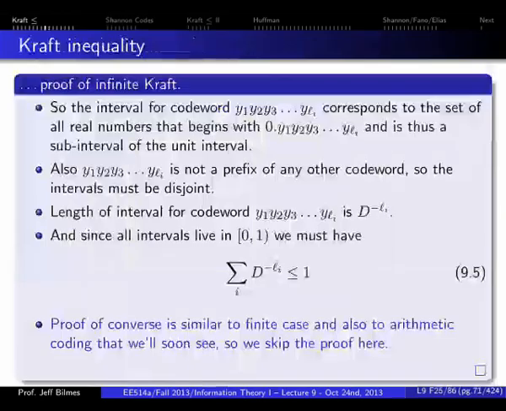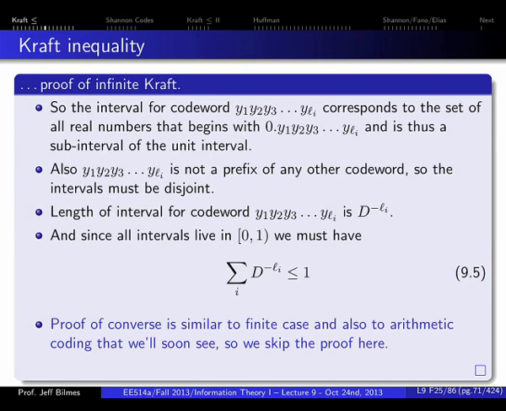Any questions about this proof idea or these intervals? Yeah. So what's the consequence? We find the set of lengths that satisfies this. There's no way we can satisfy it. You're anticipating what we're about to talk about next.